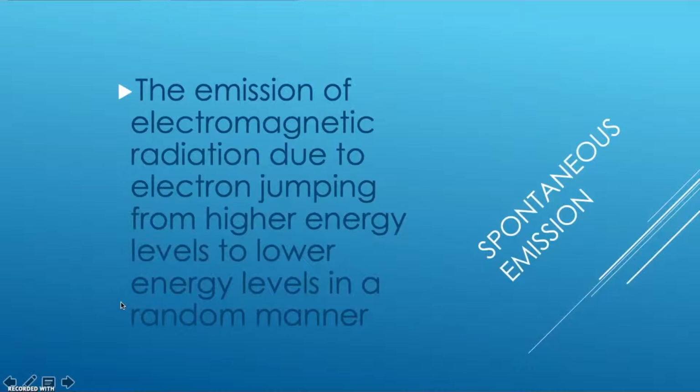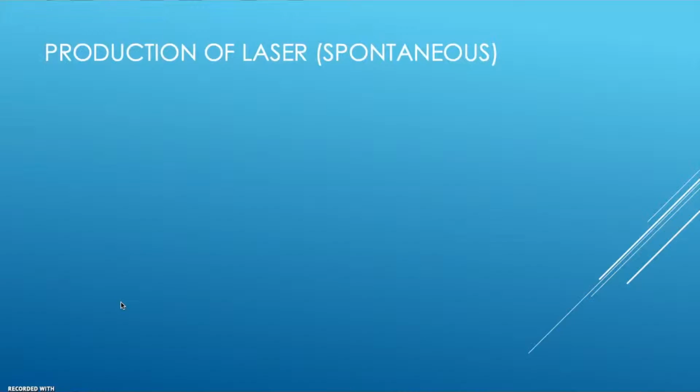So the first one, we will go to the spontaneous emission. Spontaneous emission is the emission of electromagnetic radiation due to electron jumping from higher energy levels to lower energy levels in a random manner. So we will go to the production of laser by spontaneous emission.